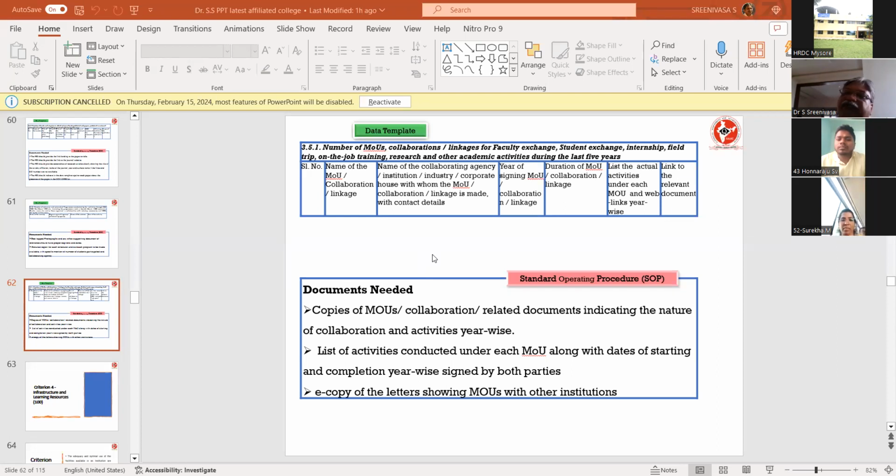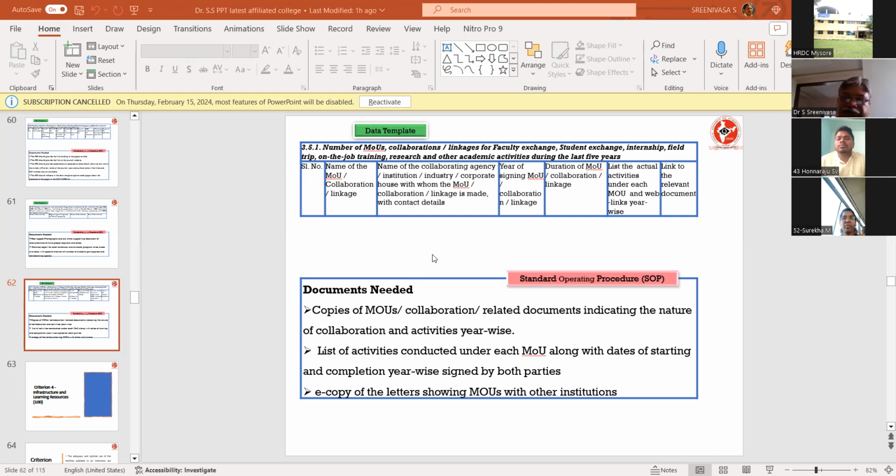For publication, the university will pick some standards, so some plagiarism test has to be done. The plagiarism value should be less than 10% or 20%. It depends on the university. Like that, your institution should have some policy document.